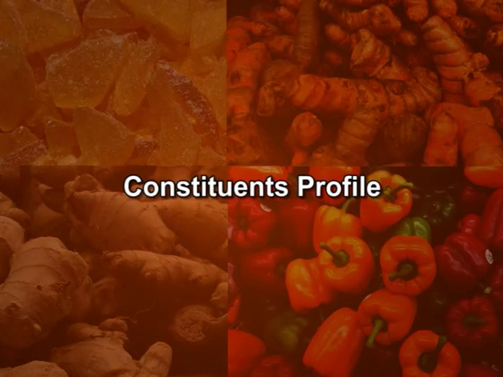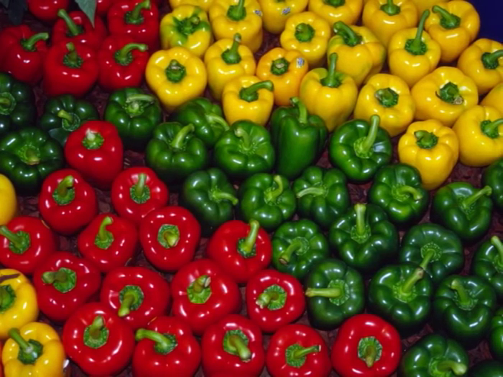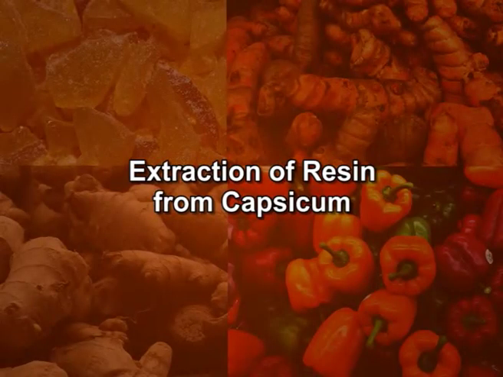Now I will be discussing a little about the constituent profile of capsicum. Capsicum contains resin, which is called capsicum resin. Capsicum resin is obtained when capsicum powder is extracted with alcohol. The alcohol extract is thus obtained and from this the solvent is recovered. Thus capsicum resin is obtained. It is dried and packed in suitable containers.